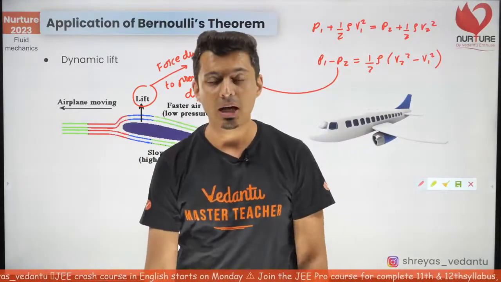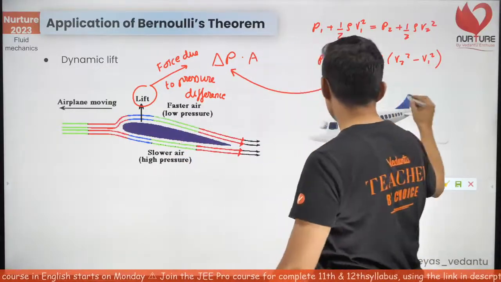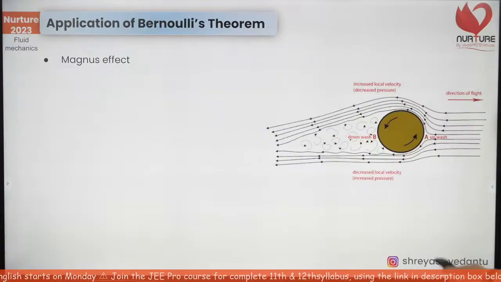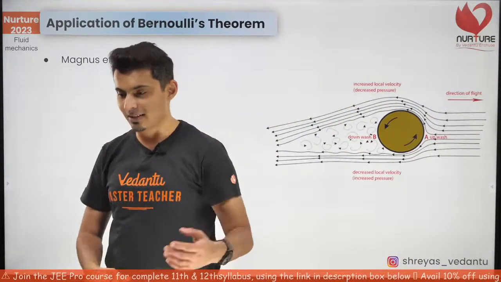So you don't want that to happen. So that's why there are de-icing systems on the plane. Good enough. Let's talk about something called the Magnus effect, which is also related to the swing.